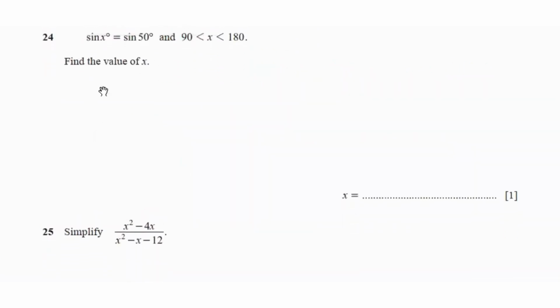Question 24 says sine x equals sine 50 and x is between 90 and 180. Find the value of x. If you draw your grid, sine is positive in the first and the second quadrant. If this is 50, this is 50.